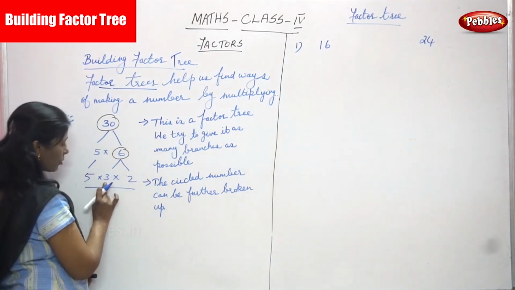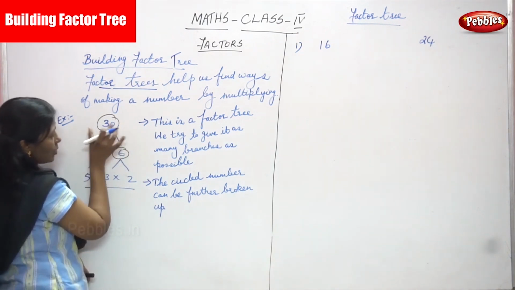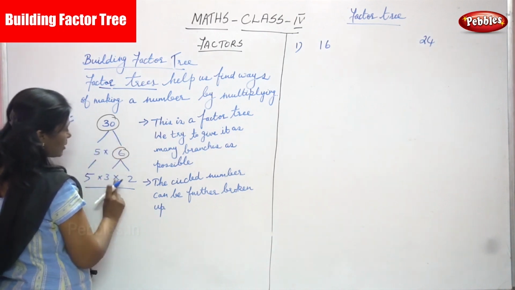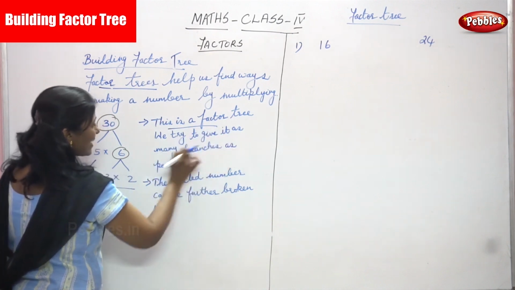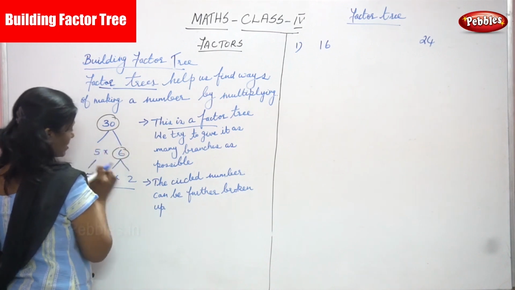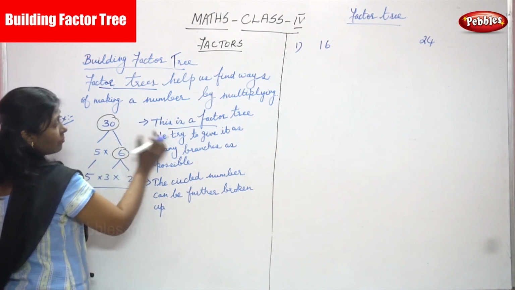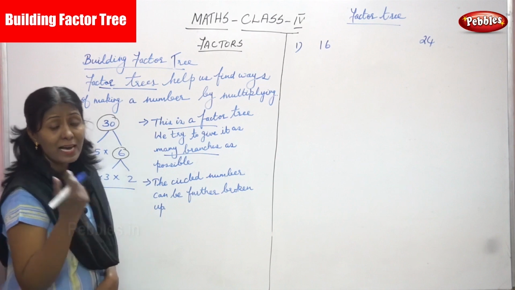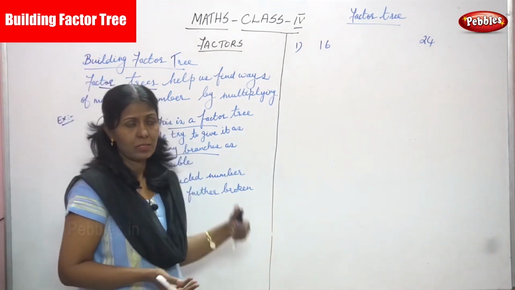So 5 into 3 is 15, 15 into 2 is 30. You can get the number. So now you have found the factor of 30. The answer is 5 into 3 into 2. This is a factor tree. We try to give as many branches as possible. This one branch, another branch, this also one branch, this also one branch. As much as possible, you have to give a lot of branches, a lot of factors. That is what is mentioned.